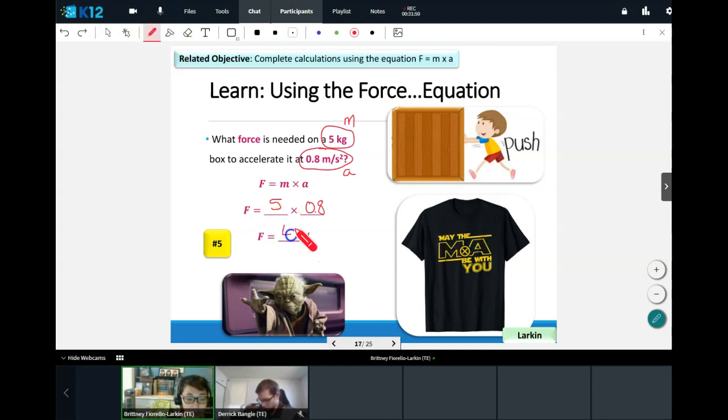And remember, our units for force are newtons, right? So may the m times a be with you. May the force be with you. This is going to be the answer to number 5. Go ahead and raise your hands for number 5. You have 20 seconds to fill in the number 4 and the unit N. So the number is 4, the unit is N.